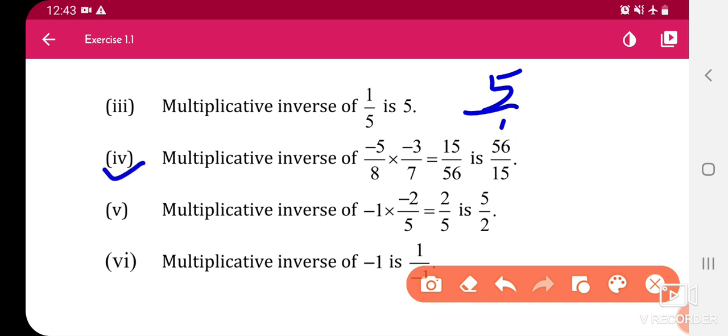What is the multiplicative inverse of this: minus 5 upon 8 times minus 3 upon 7? Firstly, we have to solve. After that, write the inverse.